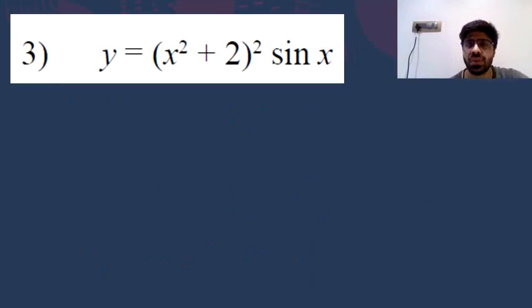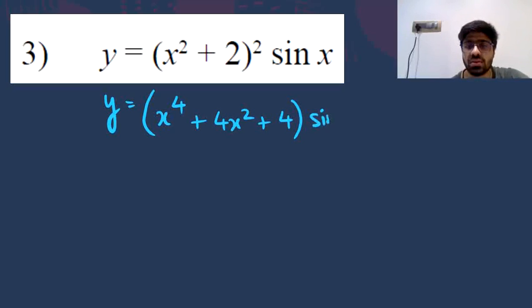Moving on with the third one, it is a similar one, but just before you take a derivative, ensure that you are expanding this bracket. So if you expand that bracket, you have x power 4, that is x square the whole square, which is x power 4, plus 2 into x square, that is 4x square, plus 2 square, that is equal to 4 into sin x.